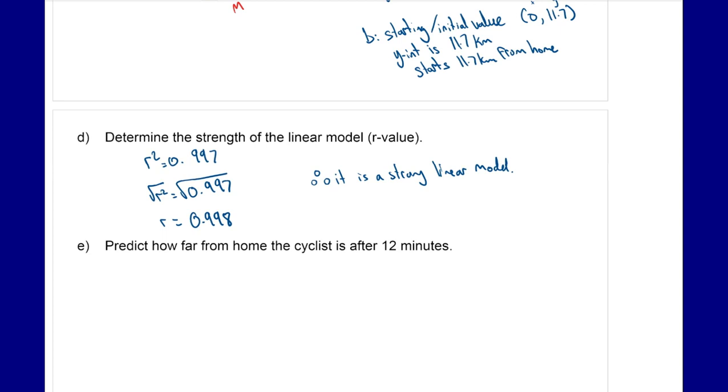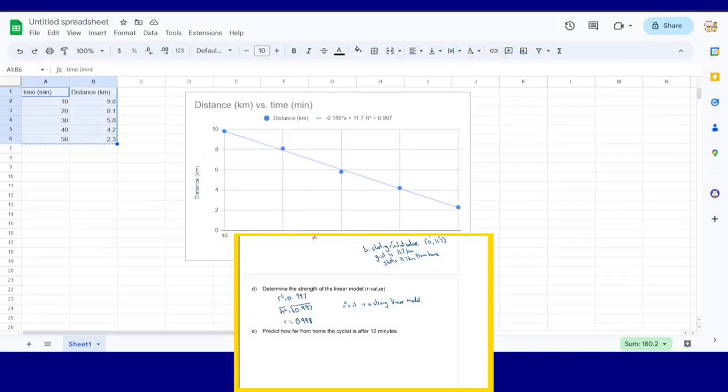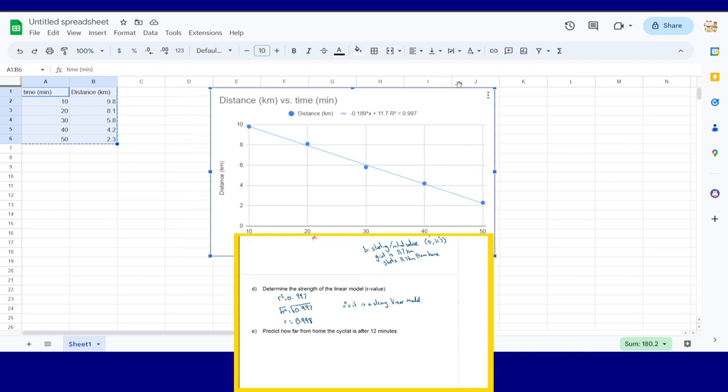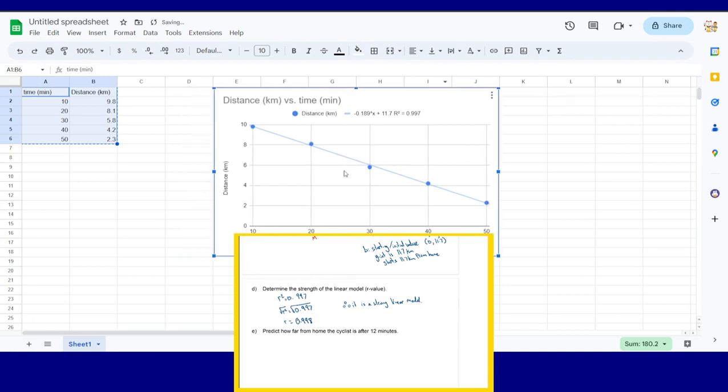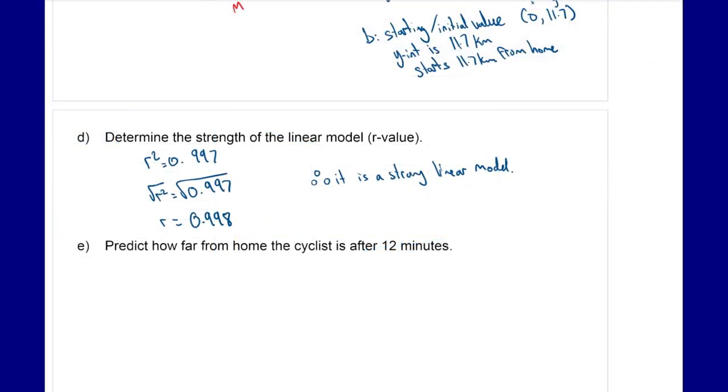We have our equation, we have our graph. So if we really wanted to, I could look at this graph here. If I want to predict after 12 minutes, I can go over to where 12 appears to be, and I can go right up to my line and say, okay, maybe it's about 9. Maybe my distance from home will be 9. Sounds a little bit unsure, and it is, because we're just kind of looking. But what we can do is use the equation.